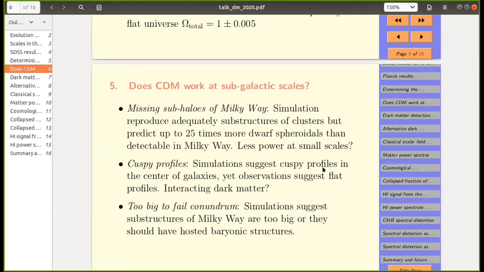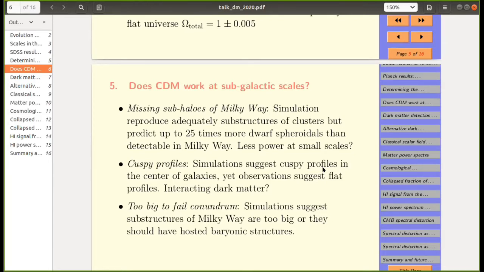And we also have problems with CDM at sub-galactic scales. This has been reported for the past 20 years or so. Three sets of problems are generally reported. There is the missing subhalo problem of the Milky Way. This is mostly based on simulations. They produce a lot of substructures, and there are 25 times more dwarf spheroidals predicted than detected in the Milky Way. So there is clearly an indication there could be less power at small scales as compared to what the usual CDM model predicts.